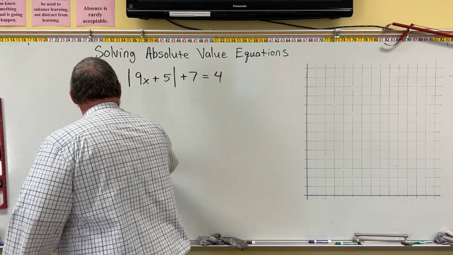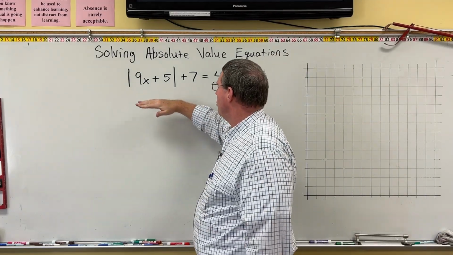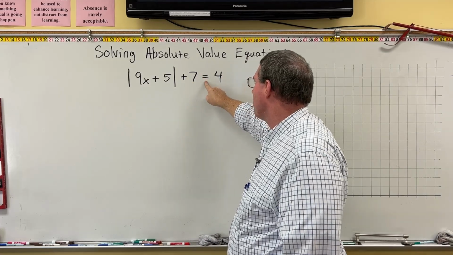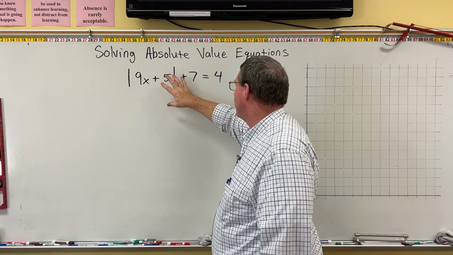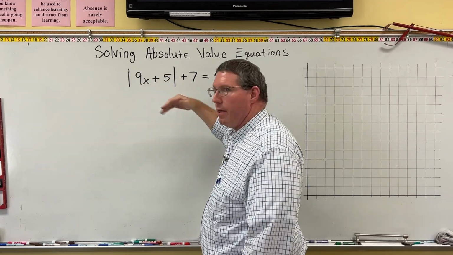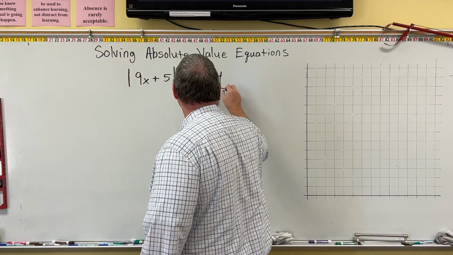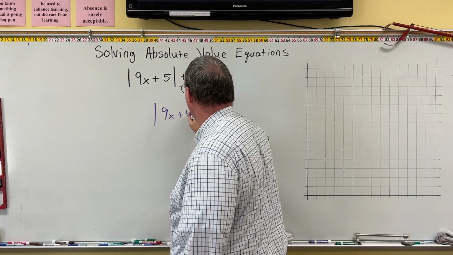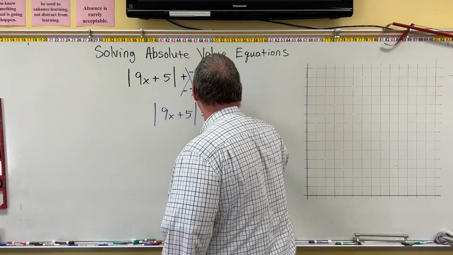One of the things that you want to do when you're solving an absolute value equation is you want the absolute value expression to be by itself on one side of the equal sign. Well, this is not by itself. This has a plus 7 with it. So we have to get rid of the plus 7 so that the absolute value part is by itself. So the first thing we're going to do here is subtract 7 from both sides. And here's what we get. The absolute value of 9x plus 5 is equal to, this cancels, and then this is 4 minus 7 is negative 3.